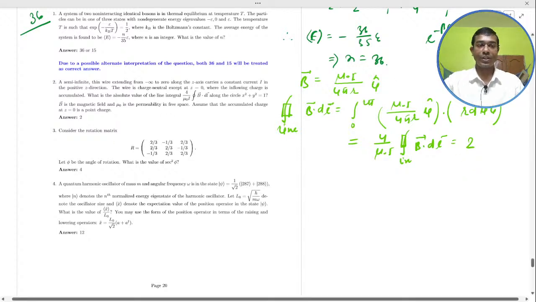Next, consider the rotation matrix. Let phi be the angle of the rotation. What will be the value of sec square phi?